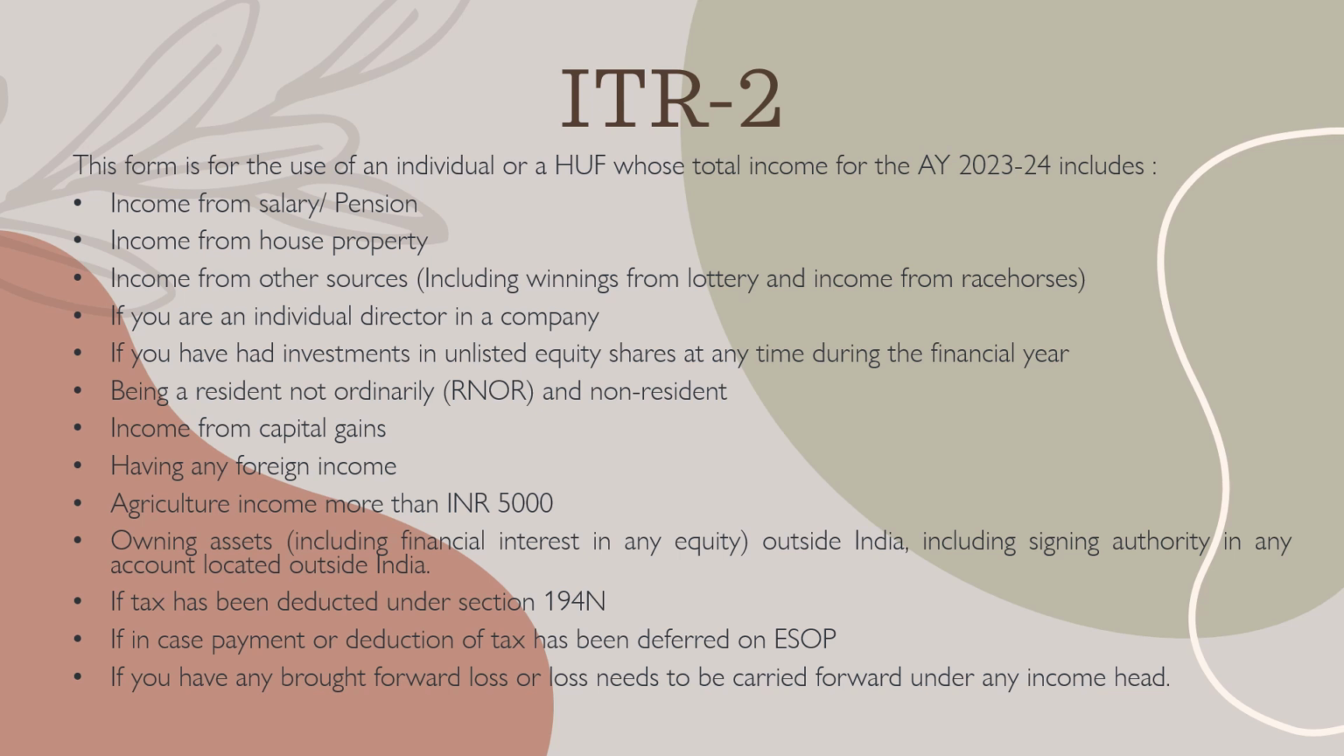If tax has been deducted under section 194N, if payment or deduction of tax has been deferred on ESOPs, if you have any brought forward loss or loss needs to be carried forward under any income head. Further, in a case where the income of another person like one's spouse, child, etc. is to be clubbed with the income of the assessee, this return form can be used while such income falls in any of the above categories.